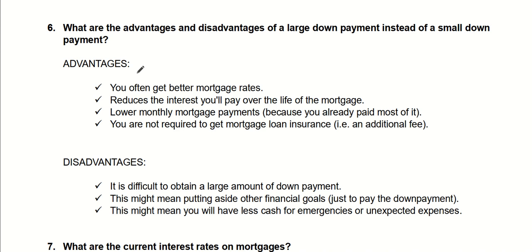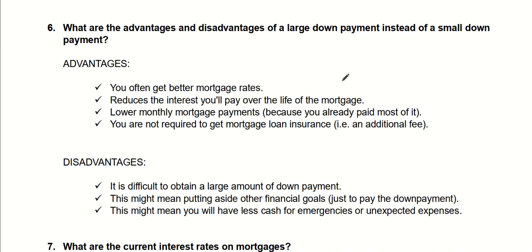Now, I'm all for large down payments because if you do a large down payment, just in general, you pay less interest, because the longer you have that property, the more interest you're going to pay. So, generally, just a rule of thumb, you get better mortgage rates. Not always, but most times you get better mortgage rates if you have a larger down payment. You reduce the interest you pay over the life of the mortgage.